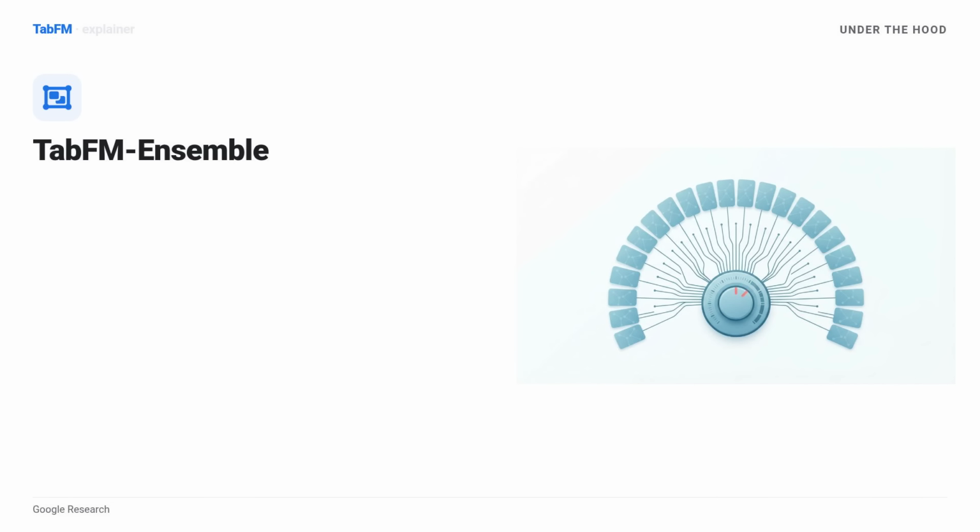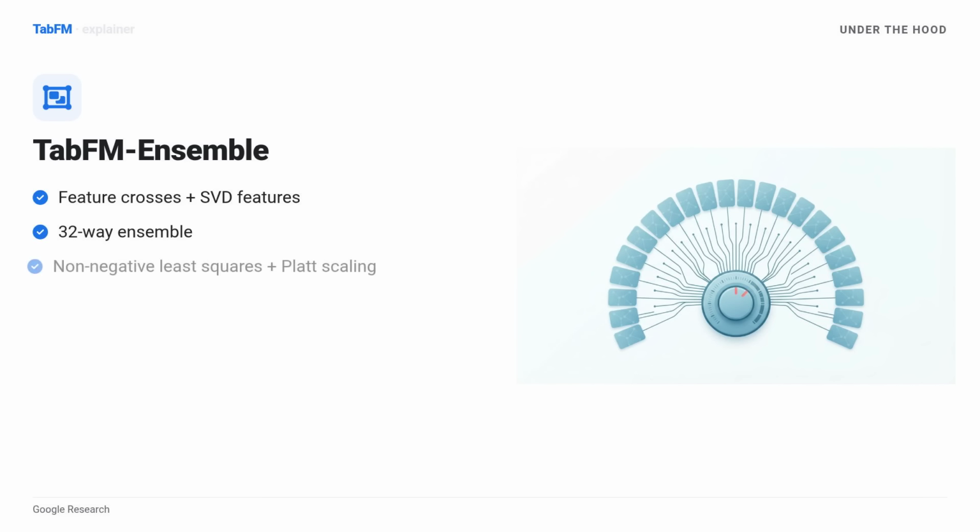The full TabFM ensemble goes further. It adds engineered feature crosses and SVD components, runs a 32-way ensemble, and blends the members with non-negative least squares, plus Platt scaling to calibrate class probabilities.